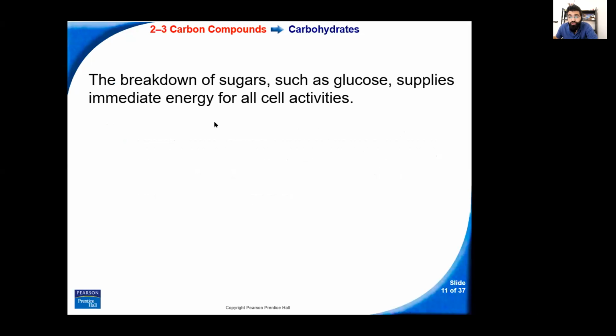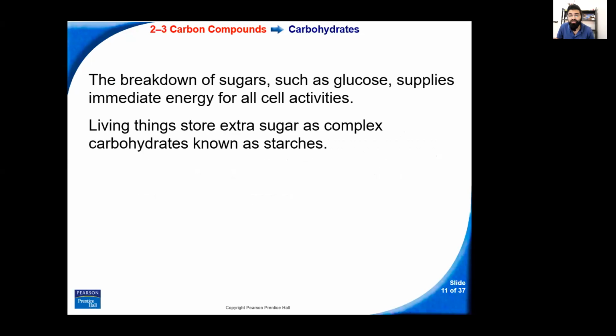The breakdown of sugar, such as glucose, supplies immediate energy for all cell activities, and we said living things store the extra sugars as a complex carbohydrate, such as starch. If you ask, no one asked this question, but if some of you ask, why do the micromolecules need to be in a macromolecule structure? This is for storage, for example. Because the macromolecules are more complex, right? The polymer is more complex than the monomer.